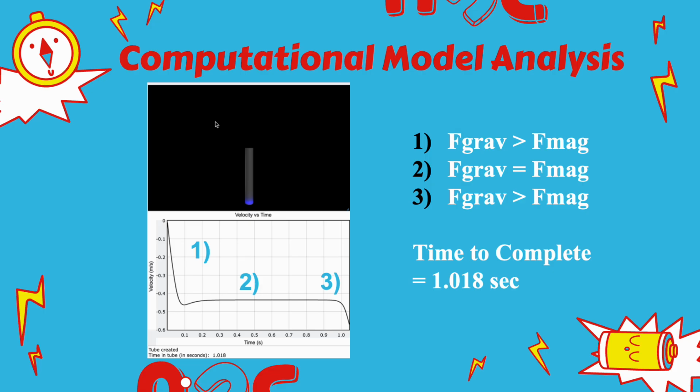In the first section of the graph after the code has run, the gravitational force is greater than the magnetic force. The second part is terminal velocity, and the third part is the gravitational force less than the magnetic force, and that's wrong. In the code, the time to complete is 1.018.